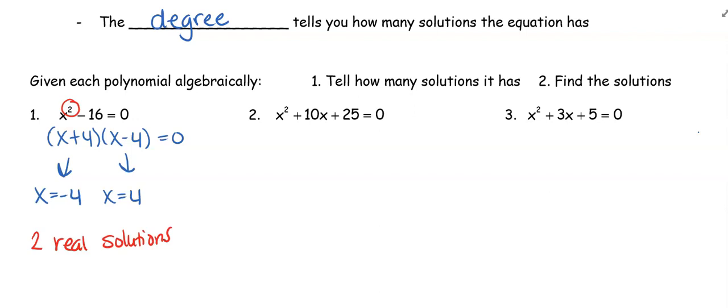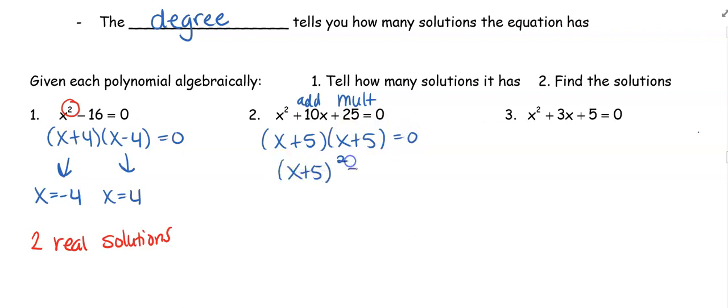and it can be a combination of real and imaginary. If I look at our next one, we multiply to the outside, add to the middle. That's 5 and 5. That means that we have x plus 5 quantity squared. That means I have x is equal to negative 5. Now this is kind of strange. We should have two solutions and we only have one solution.